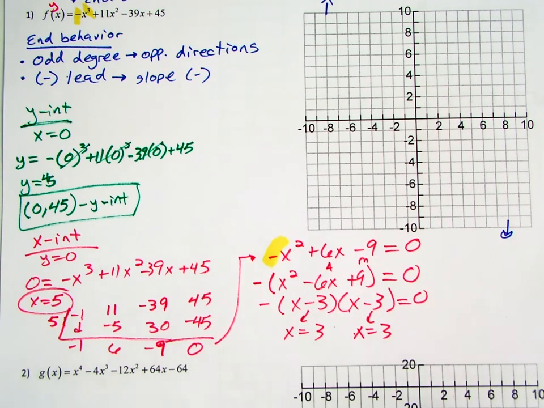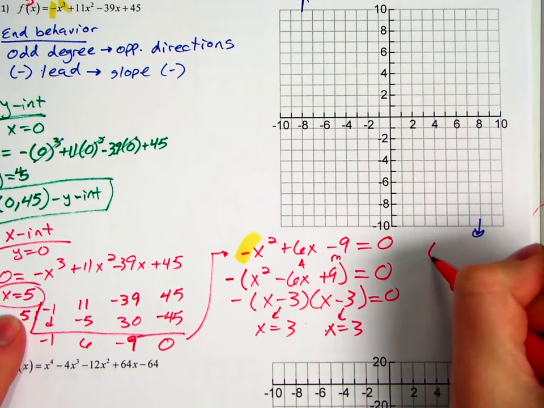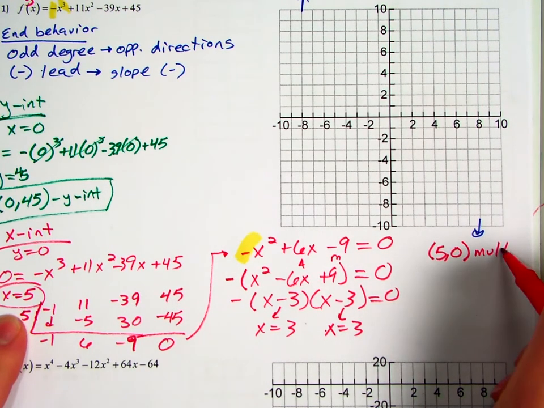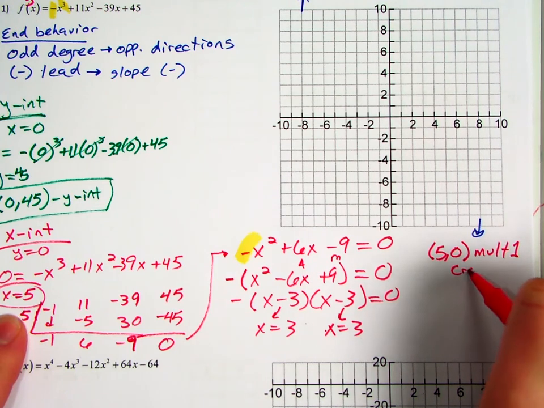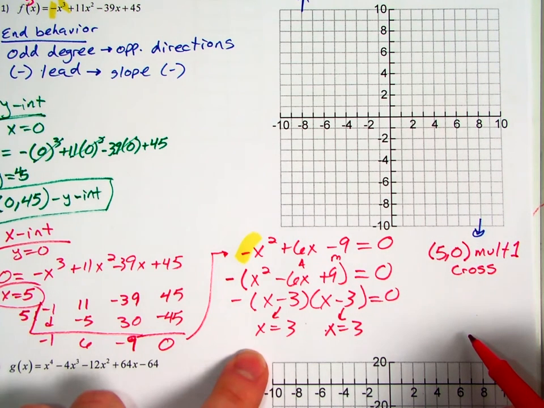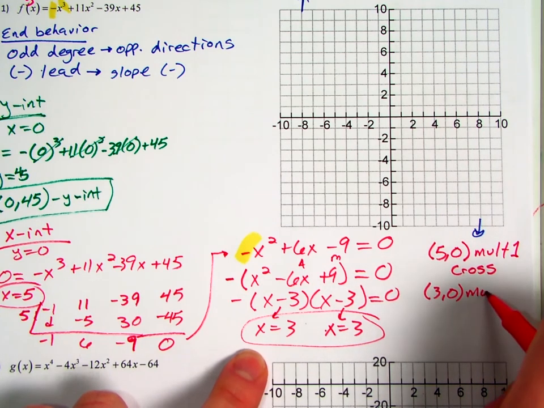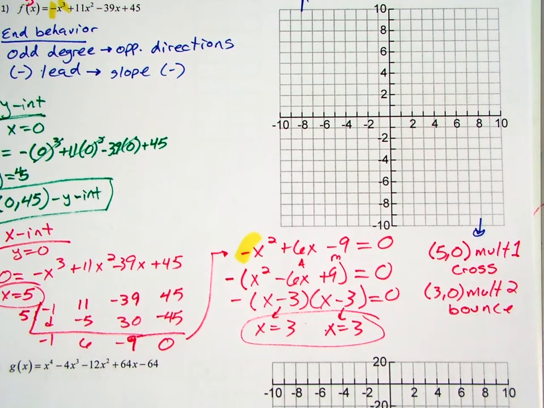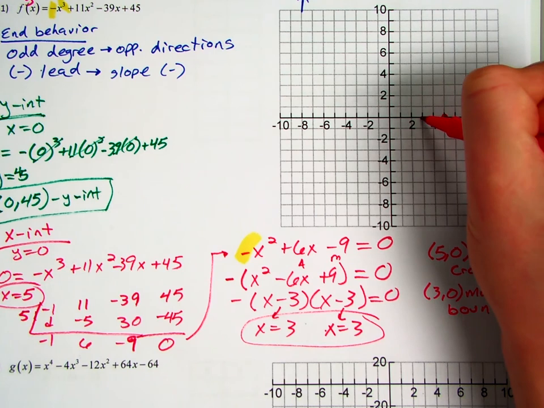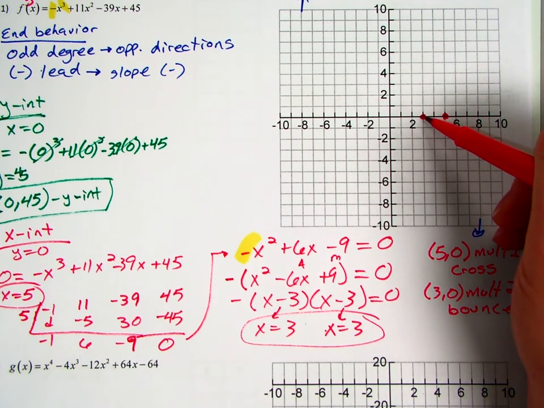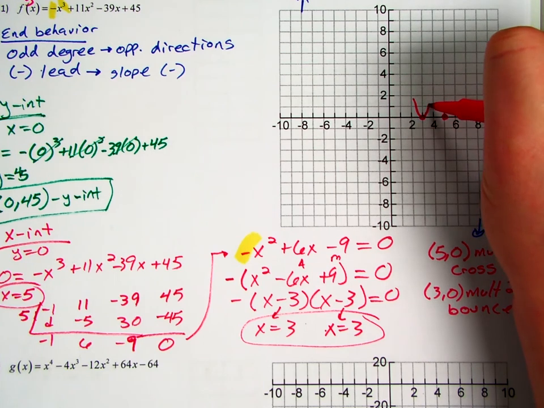So when I look at these, my first x-intercept is 5, 0. It has a multiplicity of 1, right, which means that it will cross at that point. Then x equals 3 happens twice, so 3, 0 has a multiplicity of 2, which means that it bounces at that point. So we have 5, 0 as a point, 3, 0 as a point. It's going to cross at 5, 0, but it's bouncing here.